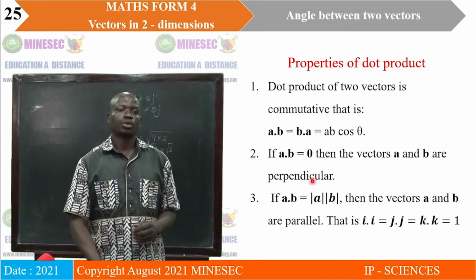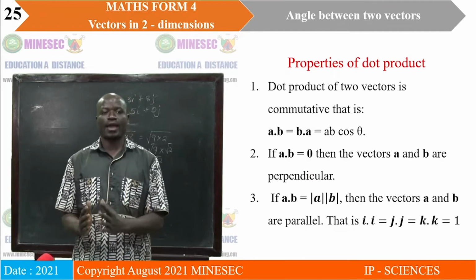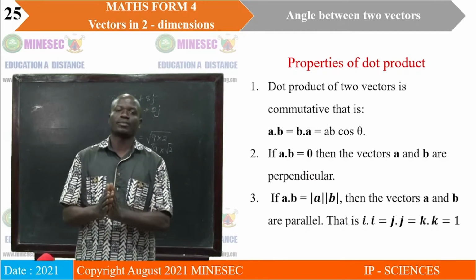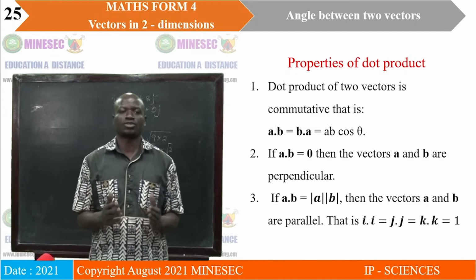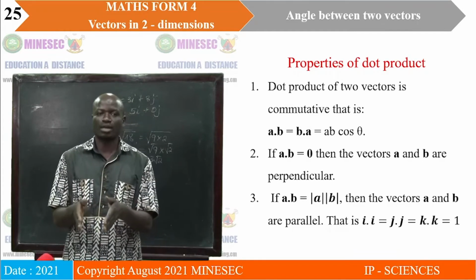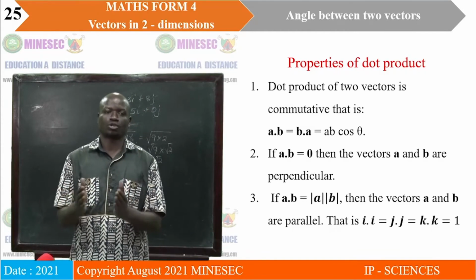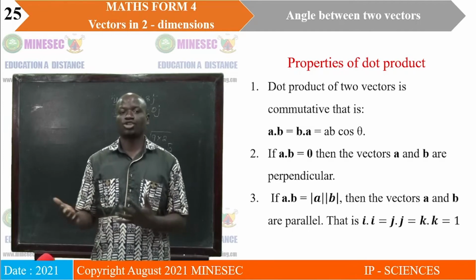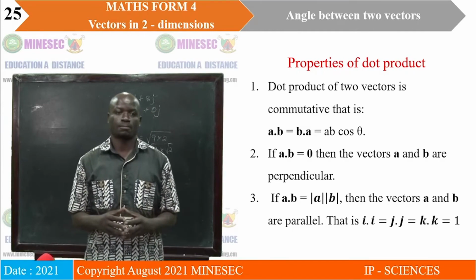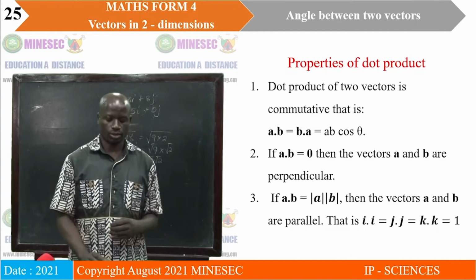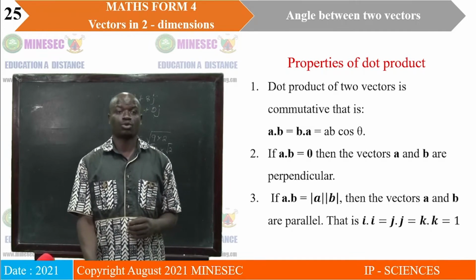So if we take i dot i, the answer will be the same as j dot j, which is the same as k dot k, which is equal to the magnitudes of each of them multiplied together, and i, j, and k are unit vectors. So their dot product will be 1.